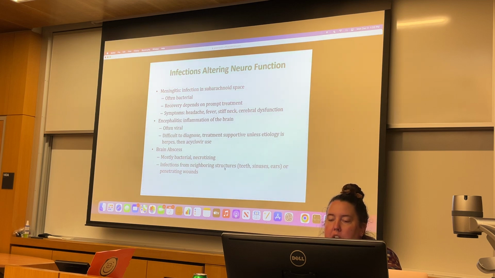But it can also spread from the sinuses, the ears, or penetrating wounds, especially penetrating wounds to large vessels. So you think like a stab wound or a gunshot wound that hits a large vessel, that bacteria can then travel and reach the brain.